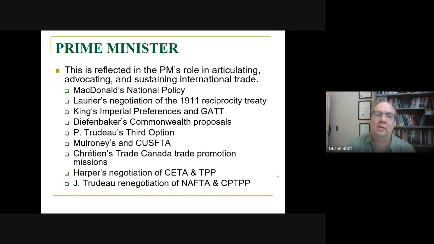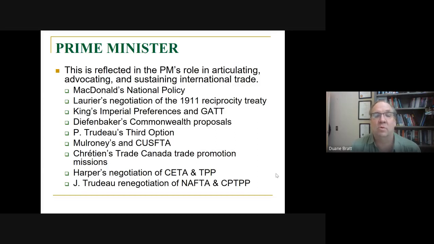But it wasn't just Macdonald and Laurier. Mackenzie King helped negotiate the Imperial Preferences Agreement in the mid-1930s, as well as GATT, which occurred just after World War II. John Diefenbaker had this idea about diversifying trade to the rest of the Commonwealth and away from the United States. It didn't work very well. Pierre Trudeau, after the Nixon shocks of 1971, introduced the concept of the third option. And again, I'll go into that in more detail in the history section.